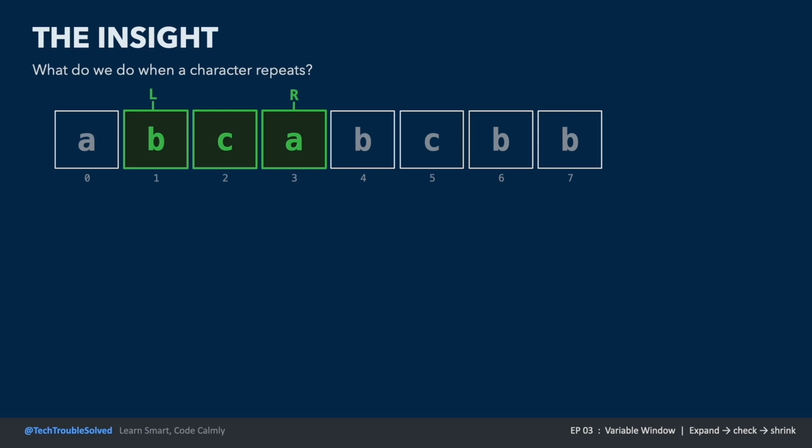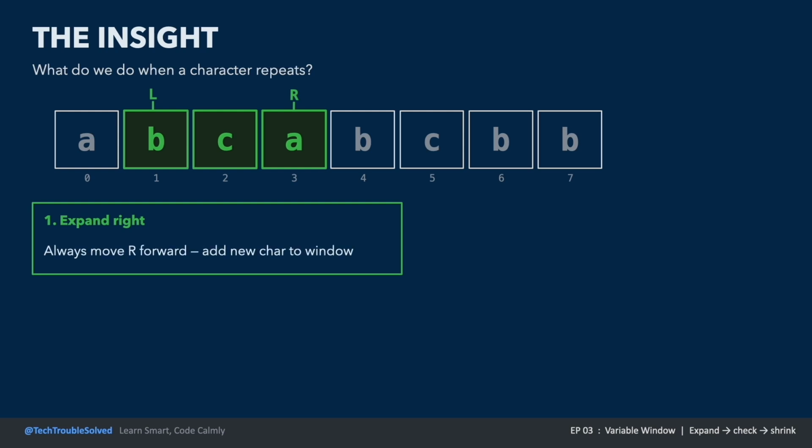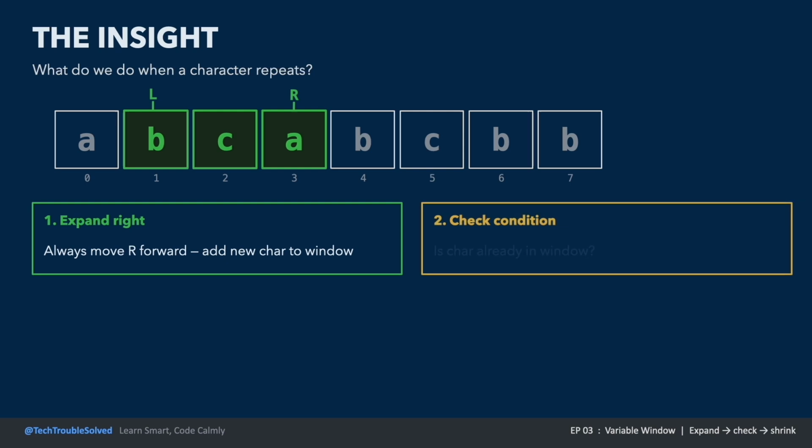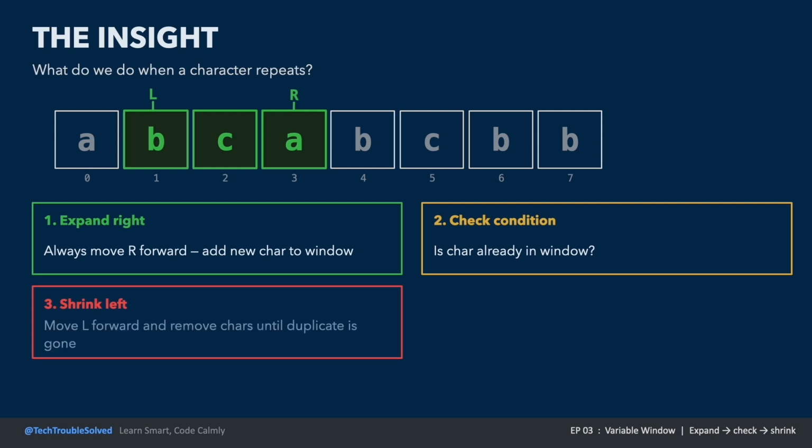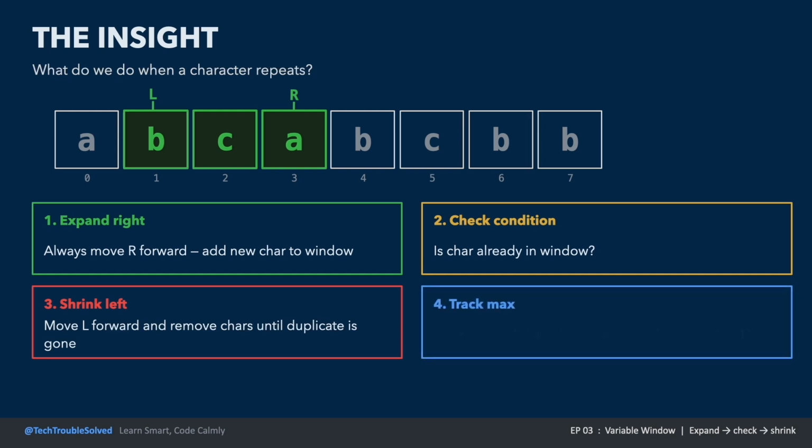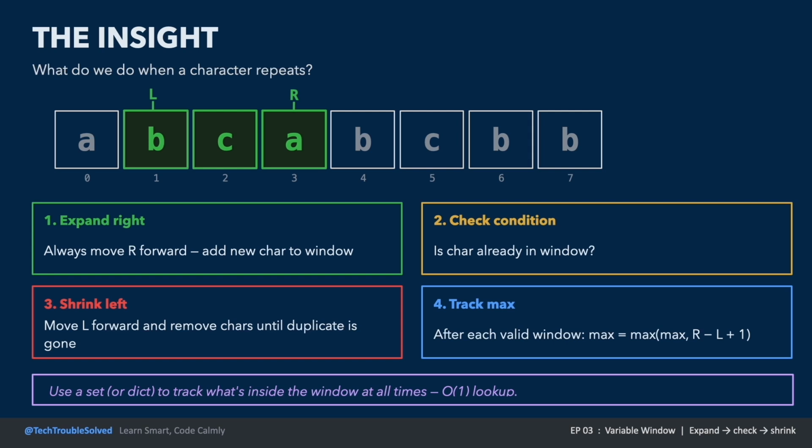The 4 steps, lock these in. Expand, move R right, add new character to window. Check, is this character already in the window? Shrink. If yes, move L right, remove characters until it's clean. Track. After every valid window, update your max. And to check if a character is in the window instantly, we use a set. O of 1 lookup, no scanning.